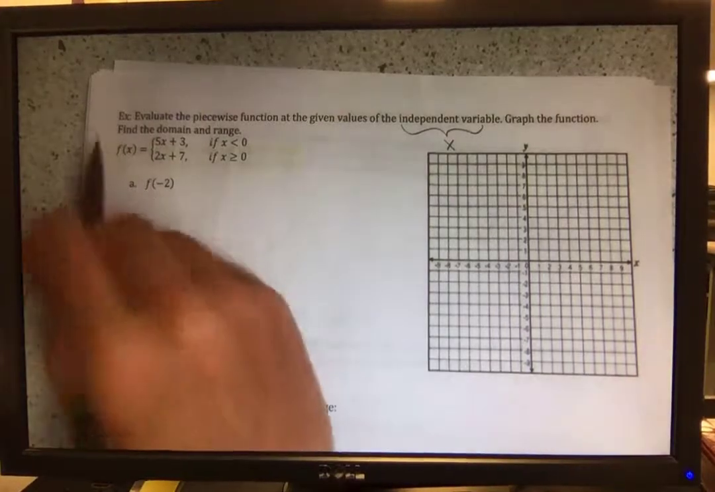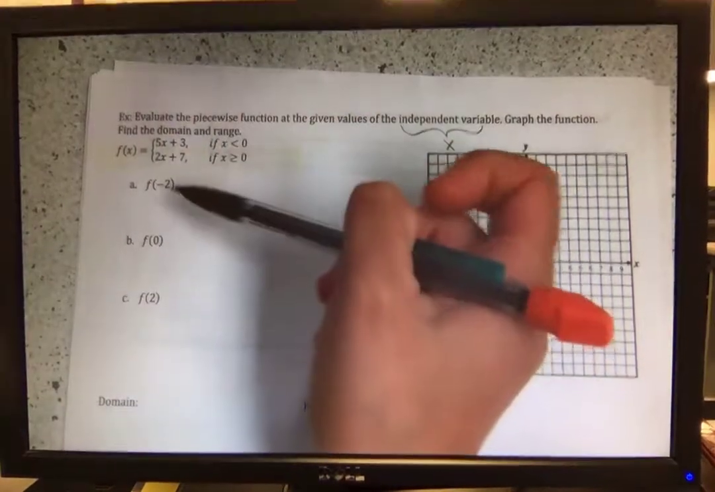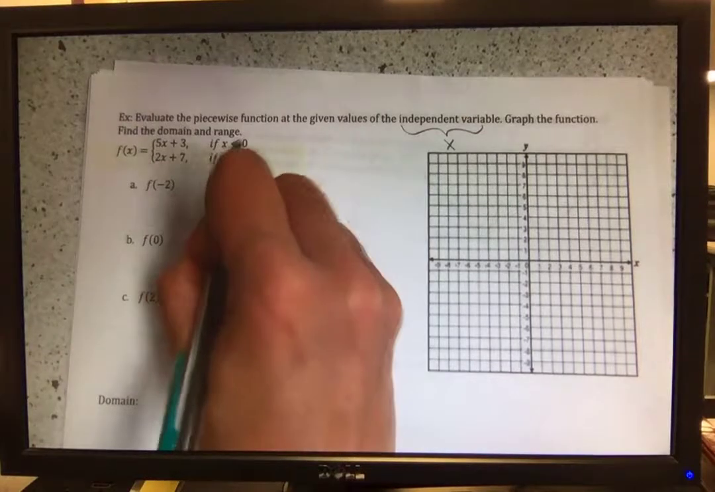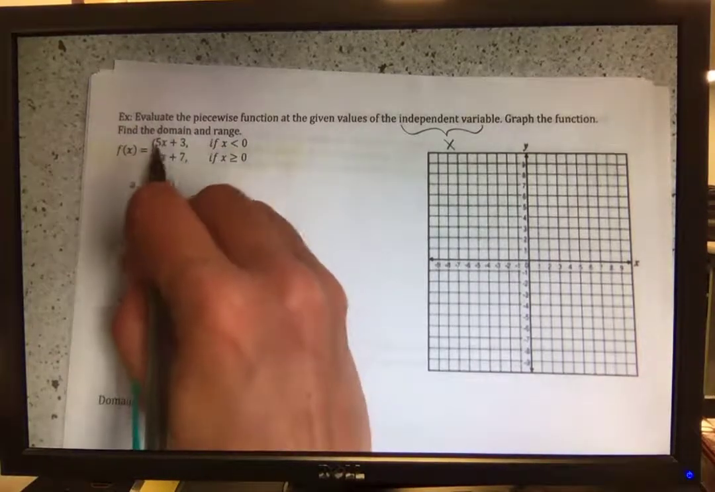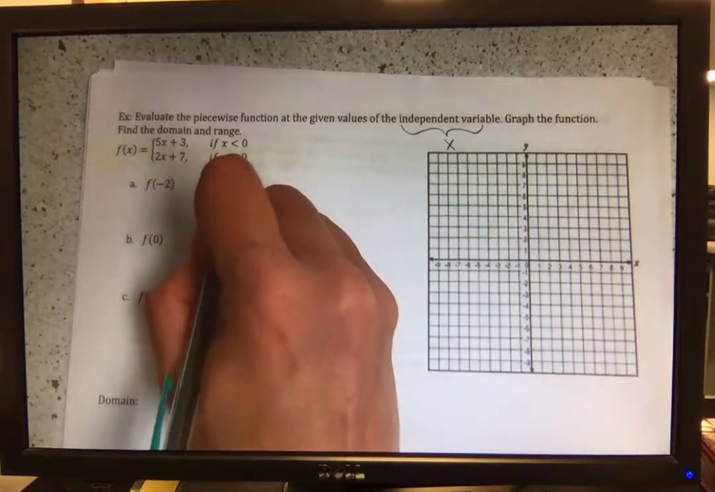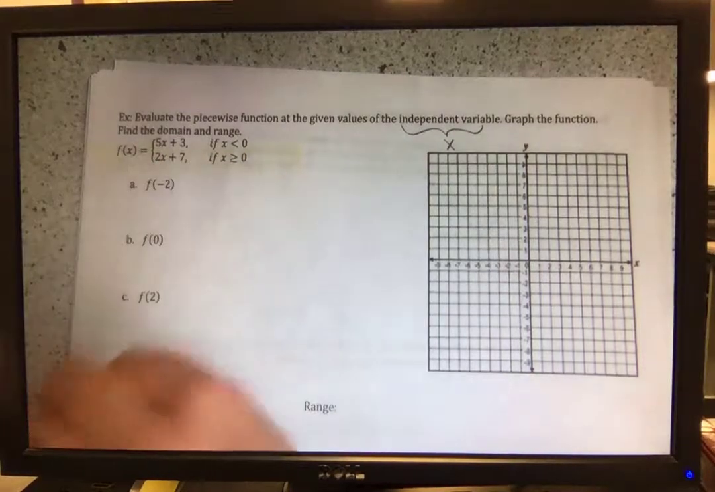So it's saying f of x. We have two pieces of the graph. If x is less than 0, we're going to plug it into 5x plus 3. If x is greater than or equal to 0, we're going to use 2x plus 7.